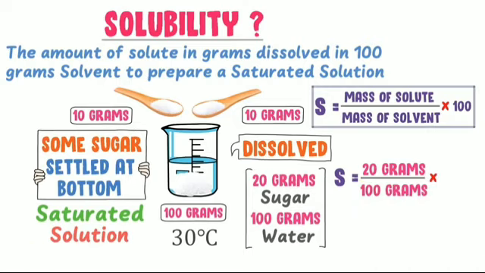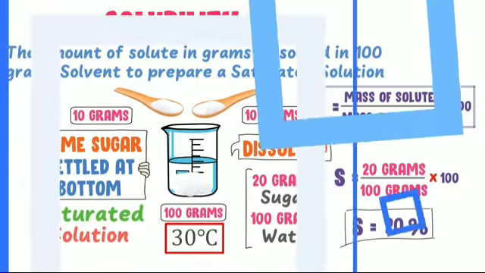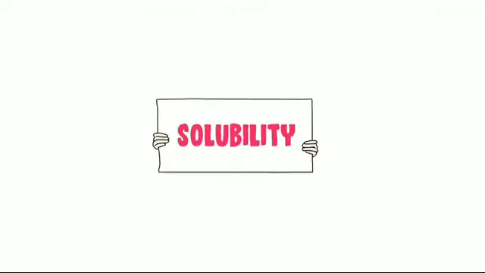Next, solubility is equal to mass of solute by mass of solvent into 100. The 100 means percentage; we find out the percentage. For example, the mass of solute is 20 grams, the mass of solvent is 100 grams, into 100. So we find the final answer, 20%. It is the solubility of a liquid. That's all.